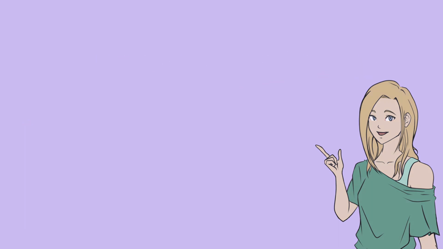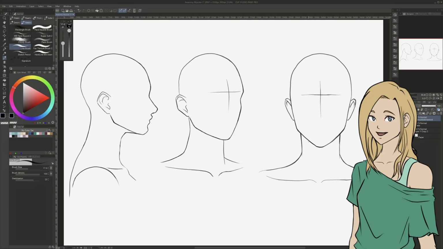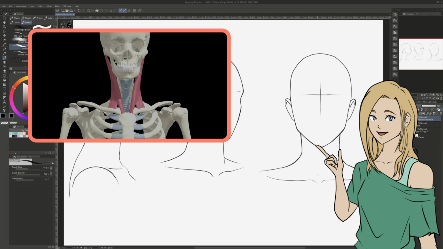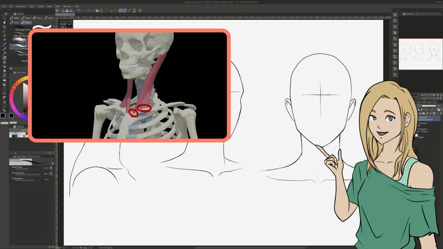Alright, let's dive right into the first muscle, the sternocleidomastoid. The sternocleidomastoid is a prominent muscle in the neck and plays a crucial role in the movement of the head and the neck. It has two muscular heads that originate from the sternum and the clavicle and attach to the mastoid process of the skull.